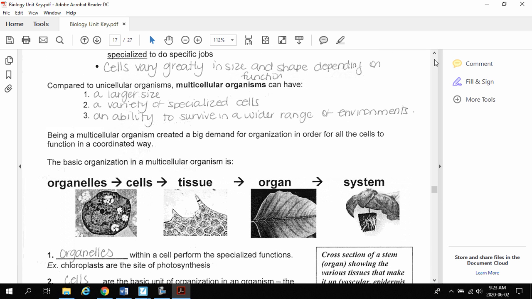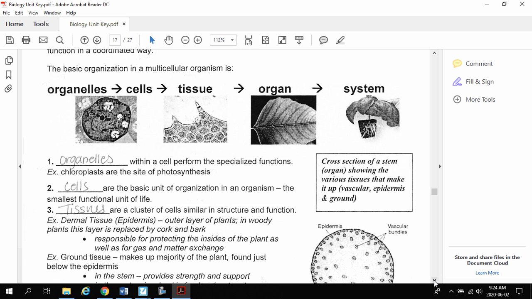So the basic organization in a multicellular organism. Again, we said the cell is the smallest unit of life. We know that organelles are housed within that. So that's your nucleus and your Golgi apparatus or Golgi body. Those are the parts of the cell. So parts of the cell make up cells. Cells make up tissues. Tissues make up organs. And organs make up systems. So I think it has that defined below here.